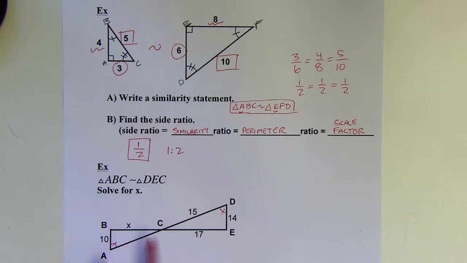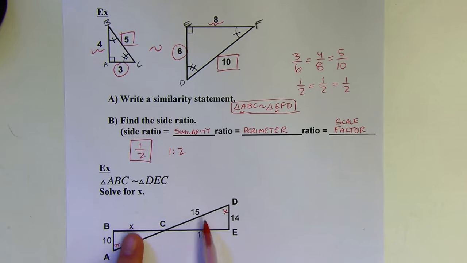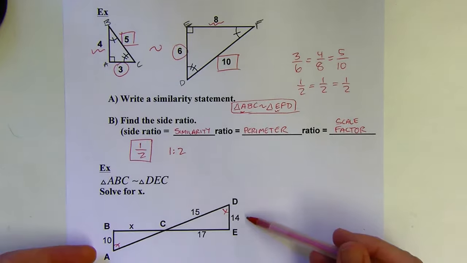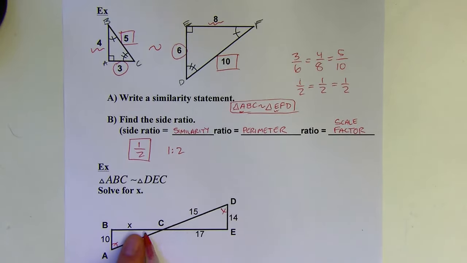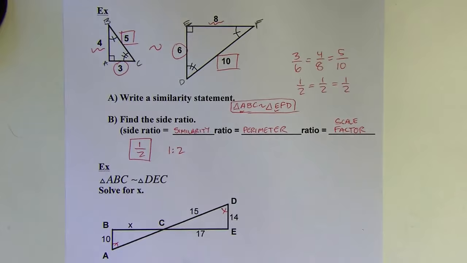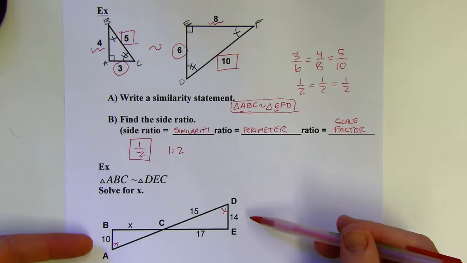Okay, now some people might just look at this and say, oh, x and 15 match up, and then these two sides. I think most people would get those two sides matching up. But the question is, does x match up with the 15 or the 17? So we don't really want to go based on looks. Yes, these two sides are gonna match up.